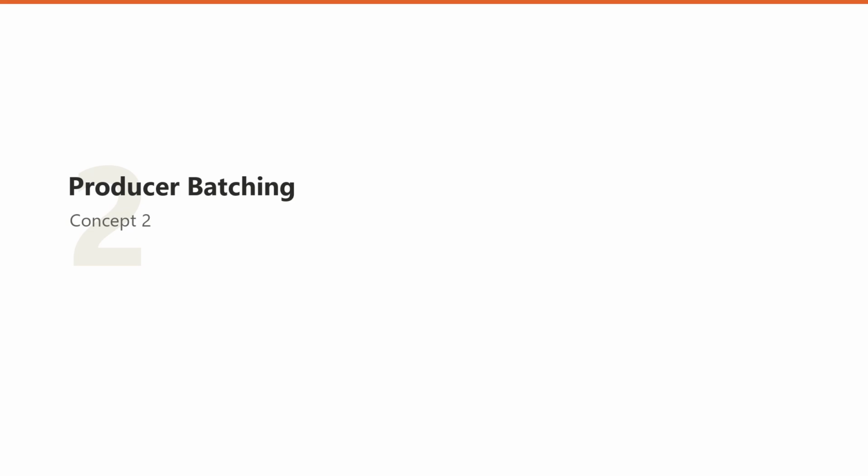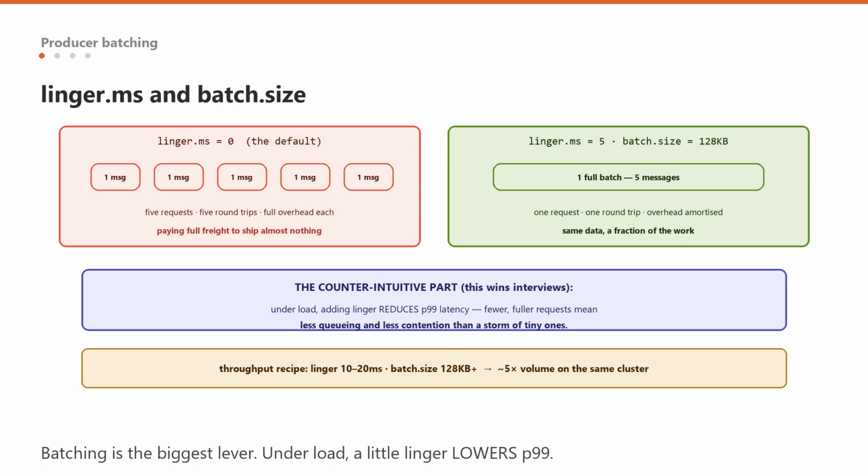Now for the biggest lever there is. Batching. If you remember one knob from this episode, make it this one. The producer does not send messages one at a time, it collects them into batches per partition, and the size of those batches is the single biggest factor in your throughput. 2 settings control it. Batch size is the ceiling: how many bytes a batch may hold? 16 kilobytes by default. Linger is the patience: how long the producer will wait for more messages before shipping a batch that is not yet full.